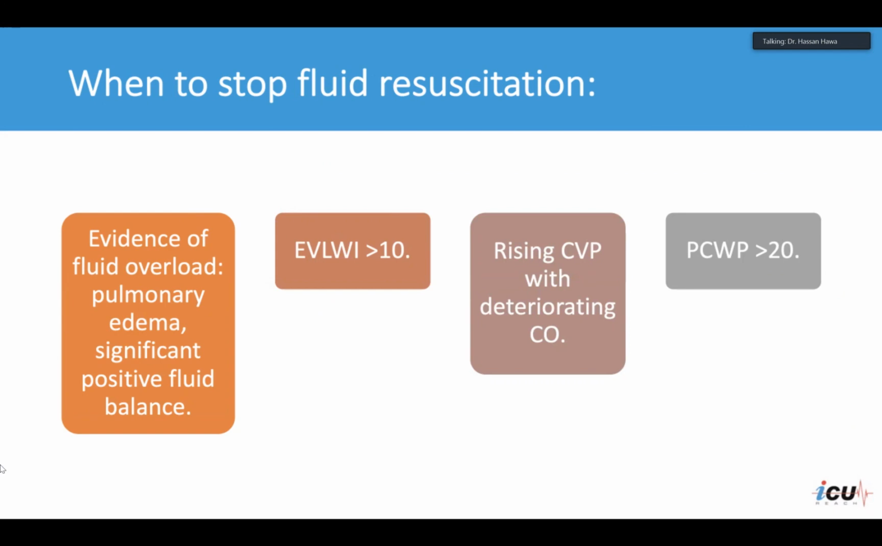If you have an advanced hemodynamic monitoring device that's giving you the lung water index, then probably you should keep it below 10 and stop giving fluids when it reaches 10. If you have a CVP and a cardiac output monitoring device at the same time, and you see that the CVP is going up whilst the cardiac output is going down, then that's another time where you should really stop giving fluids. Or if a PA catheter is in situ and the wedge is already getting to 20, then probably you have gone too far with the fluid resuscitation, because it's all now going into the pulmonary tissues.